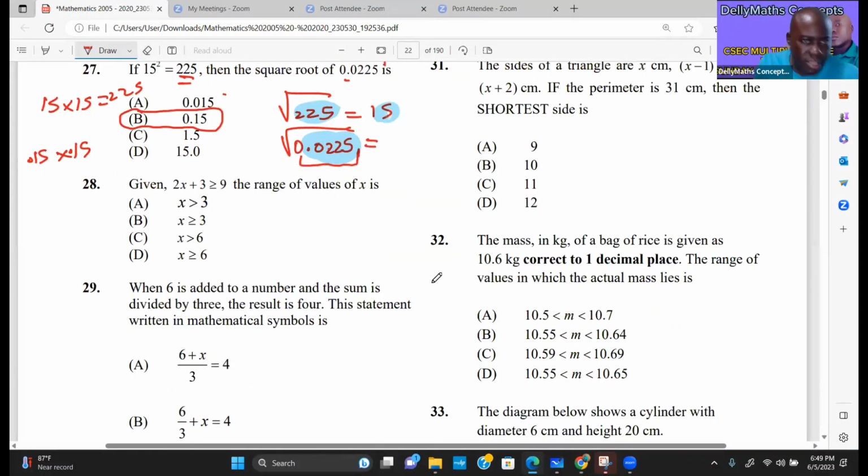Question 28. You work this one down just regular. So your 2x plus 3 minus the 3, 2x greater than 6, divided by 2, x greater than or equal to 3.